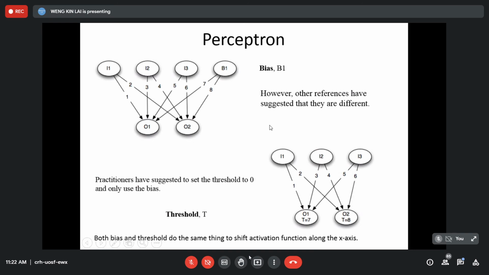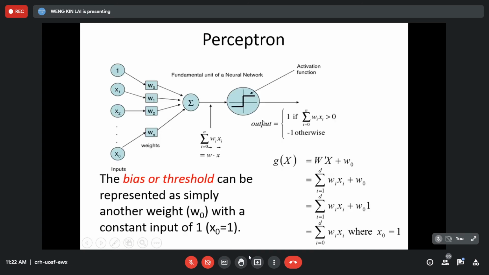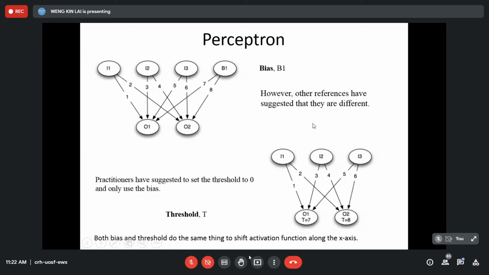So there's one bias here, and your theta is your threshold. Some papers or some books say that the bias and threshold are different, right? That's what we are saying. But so far we have not looked at the bias. We only look at the threshold, which is your theta. Now, whether you're using the bias or using the threshold, you find that they actually do the same thing, which is to shift the activation function, which is your hard limiter or your sign function, along the x-axis.